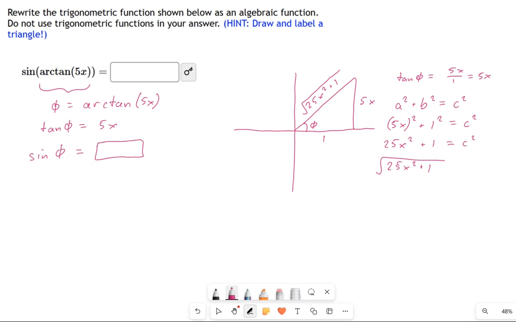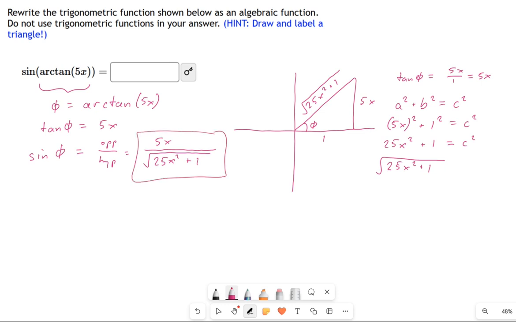And now back to our original question, what is sine of phi? Well, sine of phi is going to be opposite over hypotenuse, which in our figure here is going to be 5x is the opposite side from that angle, and the hypotenuse is this square root function that I have, which is the square root of 25x squared plus 1. So that's how you work your way through this problem. It's more of a matter of rearranging the initial question right here into something that you might recognize better from earlier units in trigonometry.